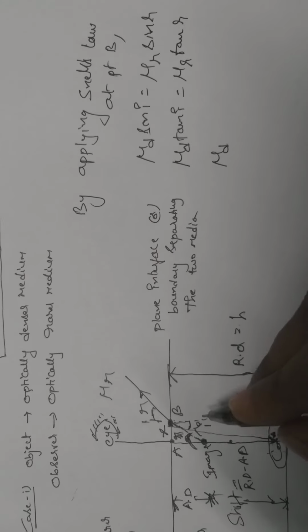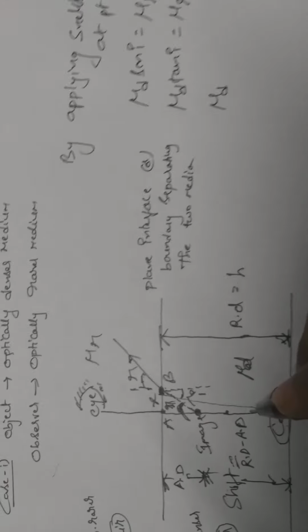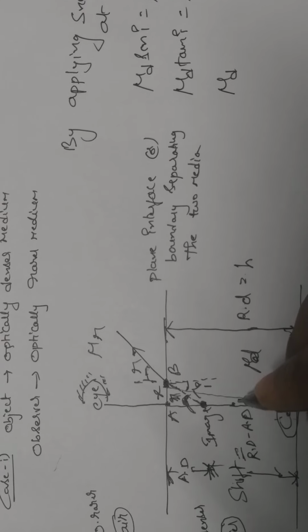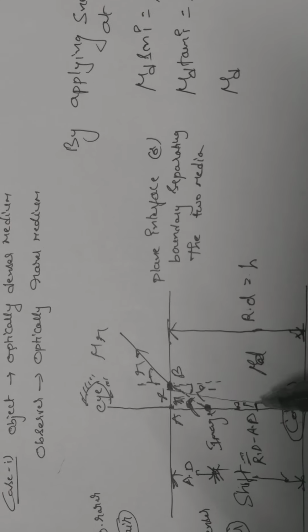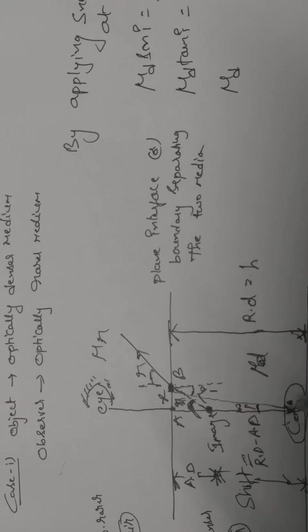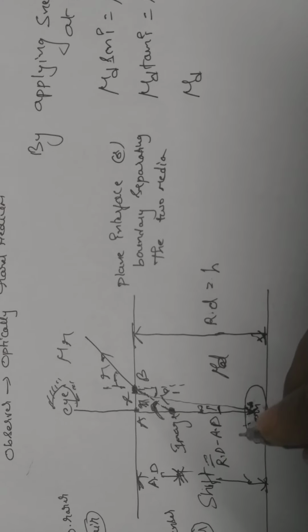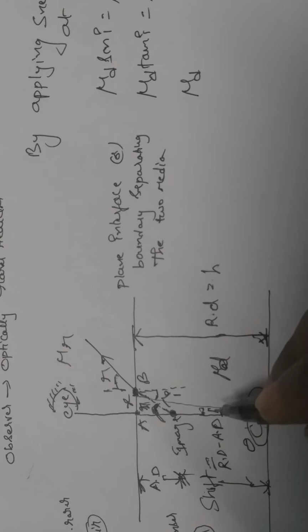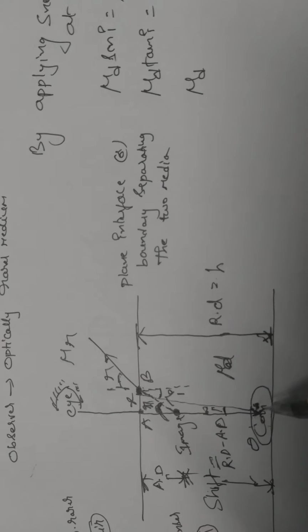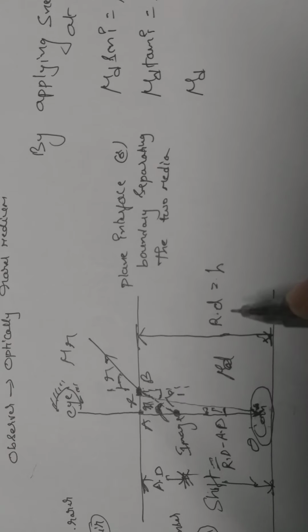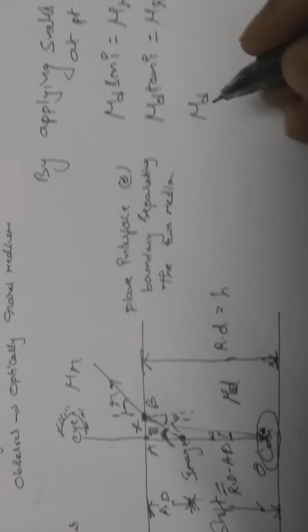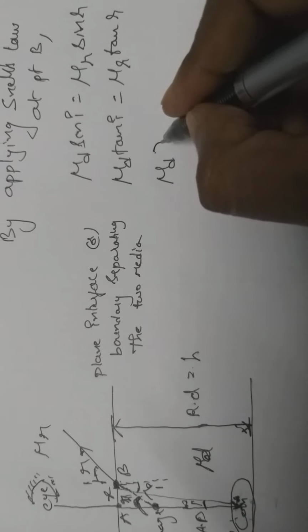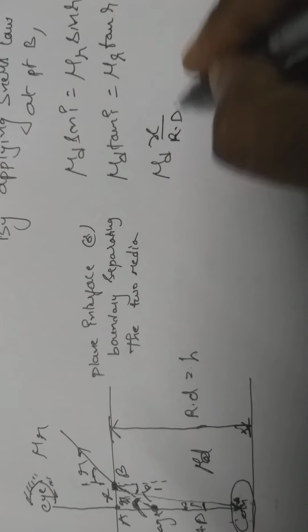from this triangle. Suppose this is angle of incidence I, and this angle also we can say is angle of incidence I, alternate opposite angles. So now from this triangle, this is AB and this is some O. From triangle OAB, tan I is equal to opposite side x by AO. AO means real depth h. So we can write x by real depth.